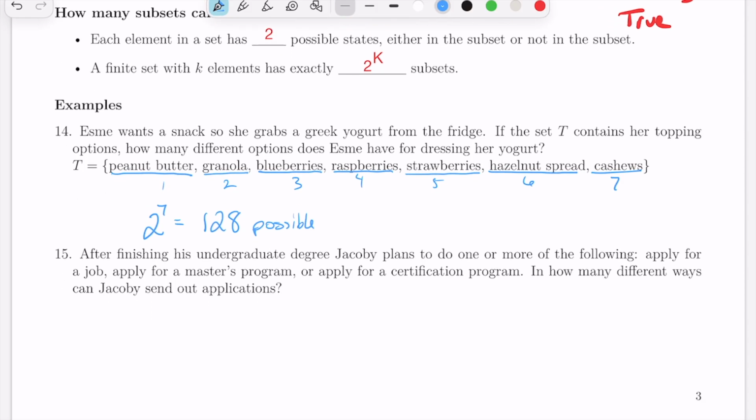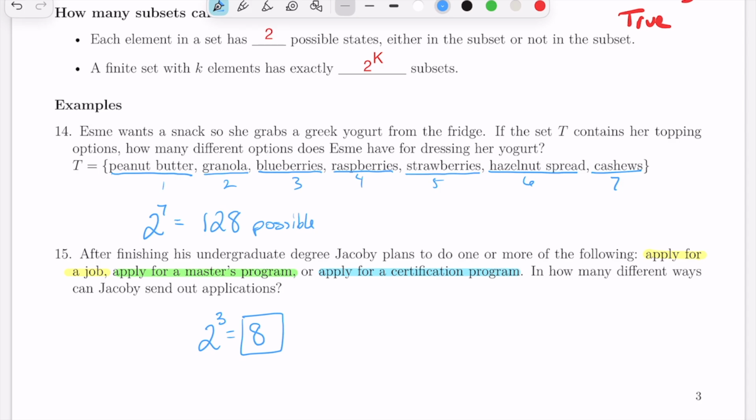After finishing his undergraduate degree, Jacoby plans to do one or more of the following: apply for a job, apply for a master's program, or apply for a CERT program. In how many different ways can Jacoby send out his applications? Well, he's going to send them all out. And so what we have here is 3 possibilities, and this will be 2 to the 3rd power. That's 8.